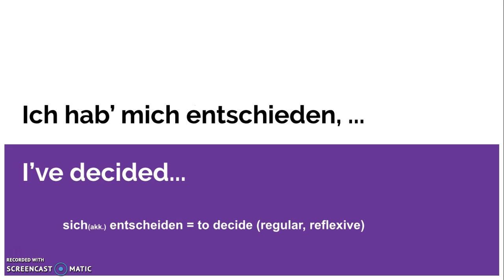Our next one is Ich hab mich entschieden. And again, they've shortened habe. You don't have to do that, but you can. They are also indicating that you should be using another clause, which is something you should do. And the verb is sich entscheiden. And again, it means to decide. It is regular and it is also reflexive. Make sure that you pay attention to the case. It is an accusative reflexive, meaning you will use the accusative reflexive pronouns with it, not the dative reflexive pronouns.